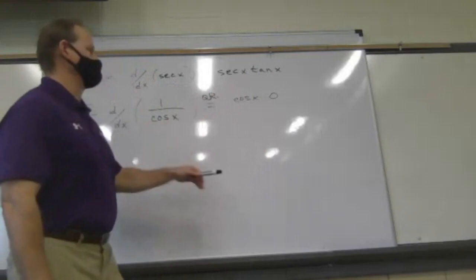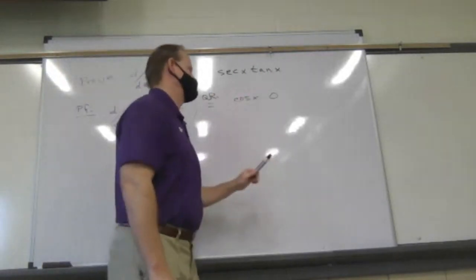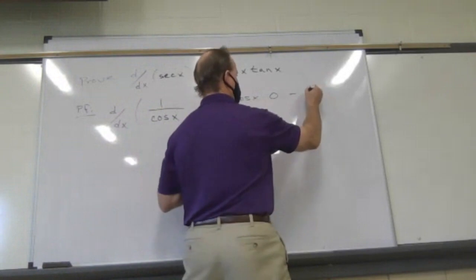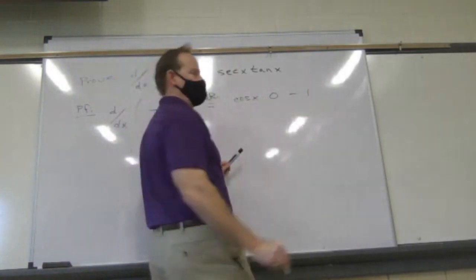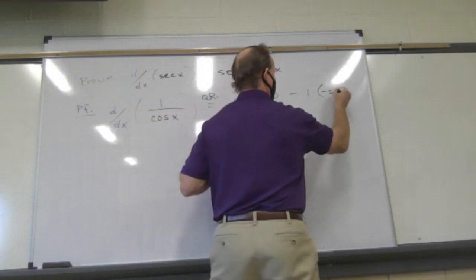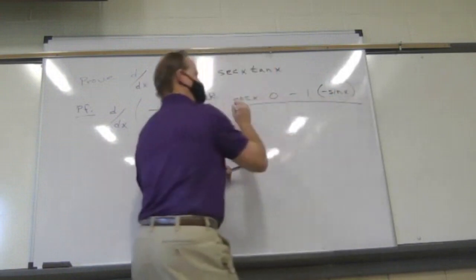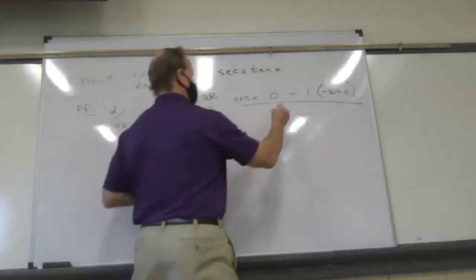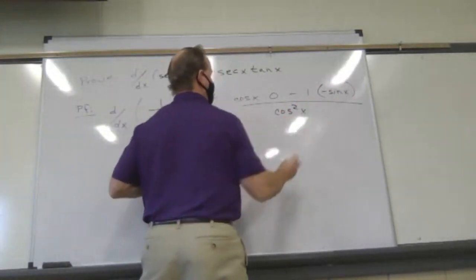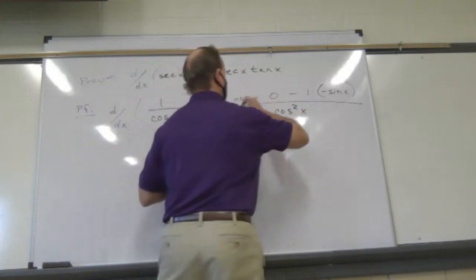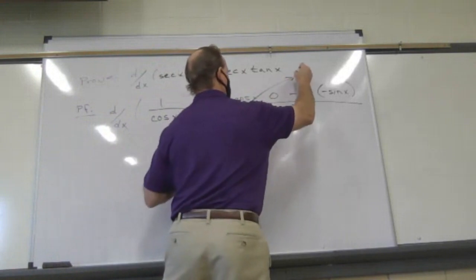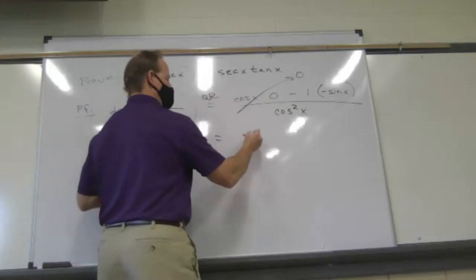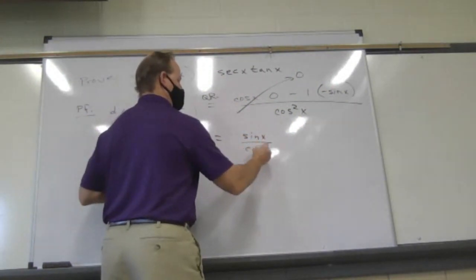So it's the bottom one times the derivative of the top one, so cosine times 0, which goes away, minus the top one, which is 1, times the derivative of the bottom one. The derivative of cosine is minus the sine, right? So minus the sine of x, all over the bottom one squared, so all over cosine squared x. And of course, the cosine of x times 0 goes to 0, right? And then minus a minus is plus, so it ends up being sine x over cosine squared x.